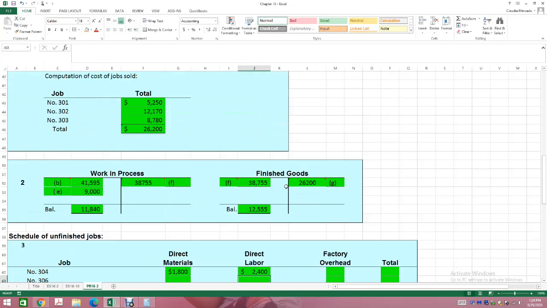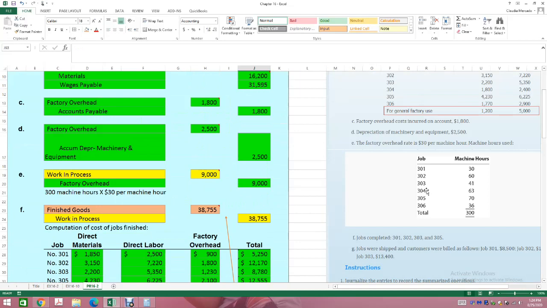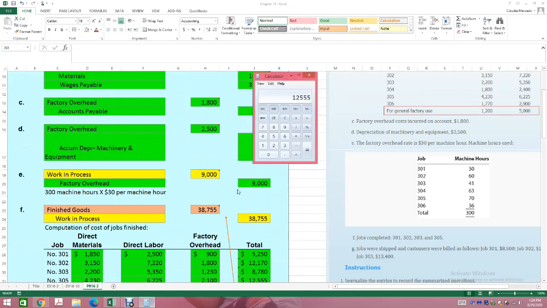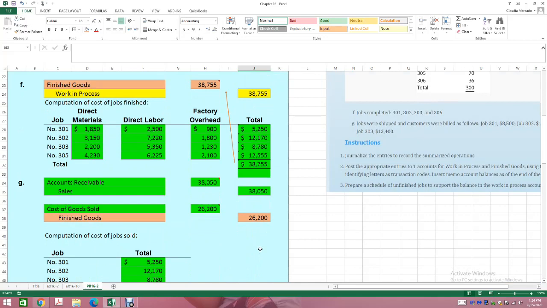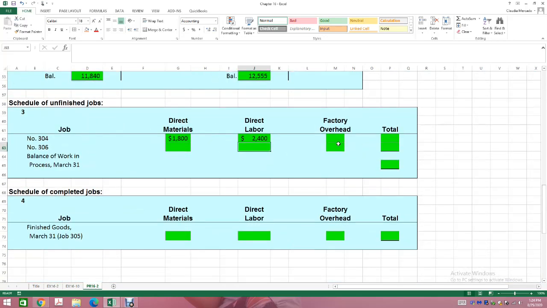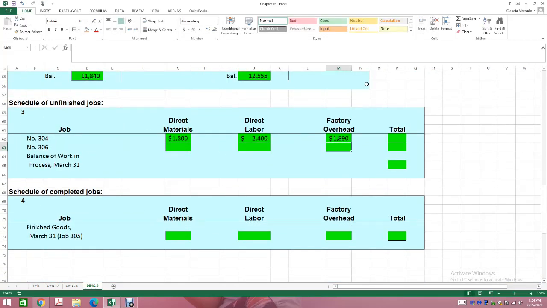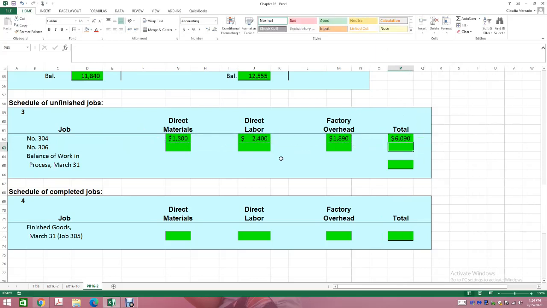In factory overhead for 304, we had 63 hours right here, 63 times 30 an hour. That is $1,890. So for your total, you just add those 3. You add material, labor, and overhead. That gives you $1,690.